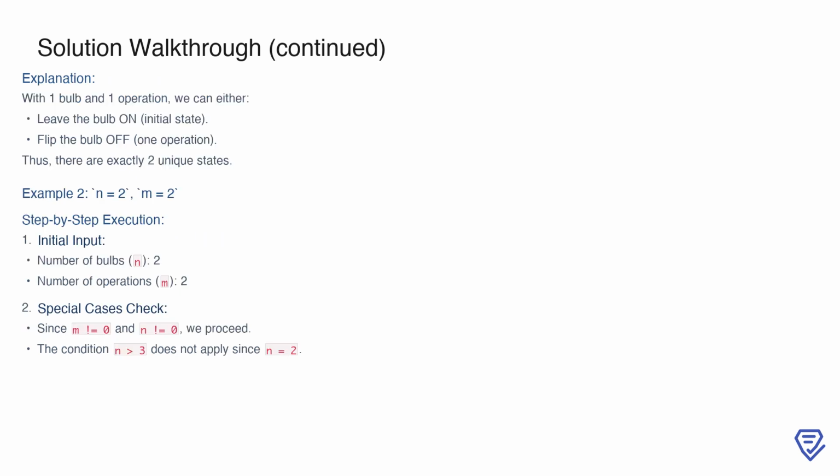When there is only one bulb and you can perform one operation, the 2 possible states are straightforward. You can either leave the bulb in its initial on state or flip it to turn it off. This gives exactly 2 distinct states.